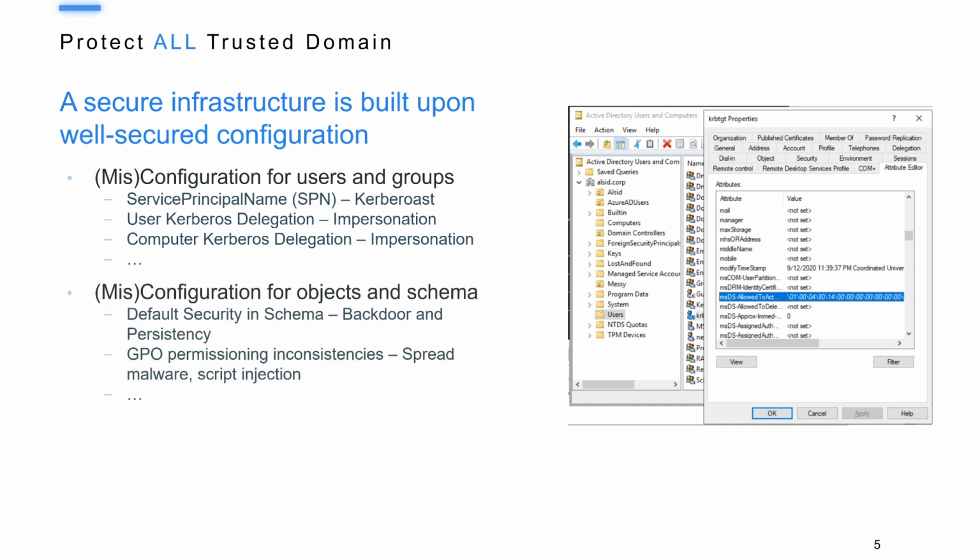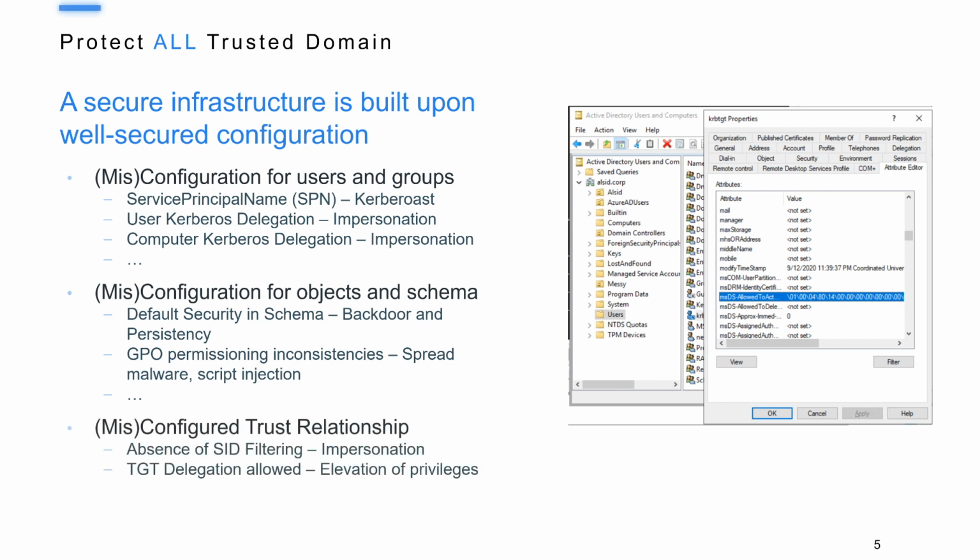There are also misconfigurations on the objects and schema, which we'll show you shortly. In the schema, you can inject a backdoor and attach persistency by changing the default security in the schema of Active Directory. If you don't monitor your GPO permissions as well, someone could create or inject malicious scripts in the GPO in the hope that it will be forced to run on the domain controller to extract data or to inject new users into the Active Directory. You may also have misconfigured trust relationships.